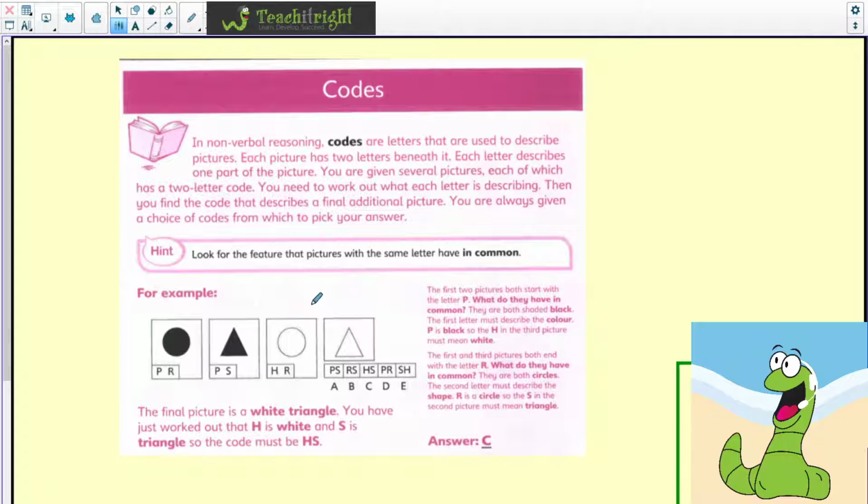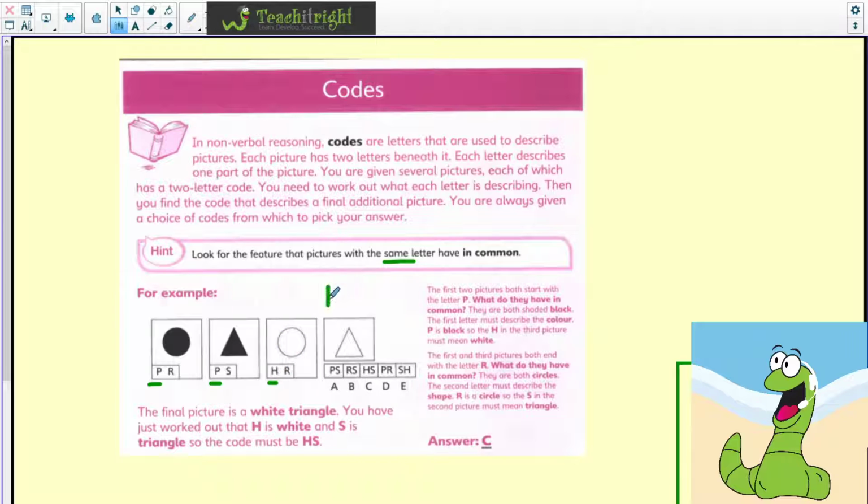So look at the feature that pictures with the same letter have in common. So we're going to have a little look at a simple example here. PR stands for a black circle, PS stands for a black triangle, HR for a white circle, and we've got to work out what the code is for our white triangle. The first thing to notice, we've got 2 P's, and I always ask myself the same question. Why are they similar? Well, they're both bold shading. So that means the first letter of this particular shape, the H, means that it's a blank shading.